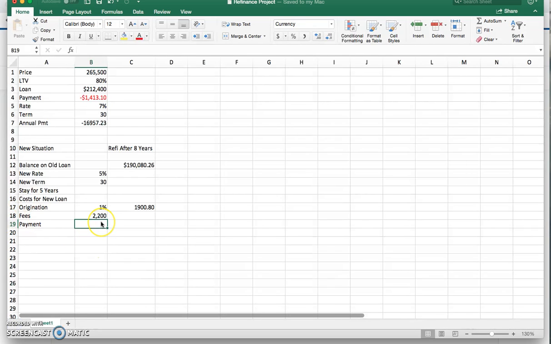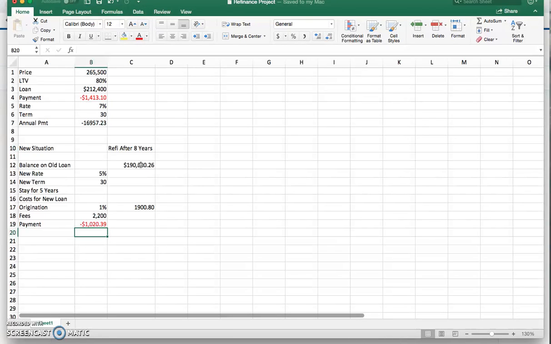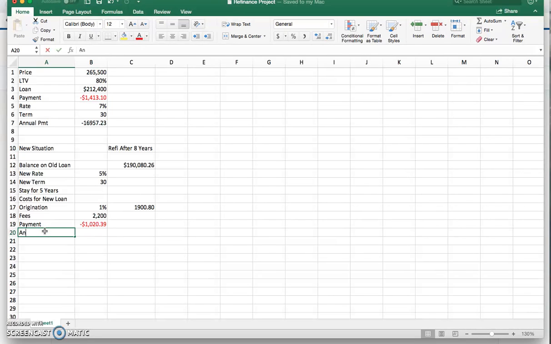For the monthly payment for the new loan, we're going to use the payment function again, same as before, with the new rate divided by 12, the number of payments, the new term times 12, and then the balance of the old loan. It's going to give you a new monthly payment of $1,020.39. The new annual payment on the new loan is just this monthly payment times 12.